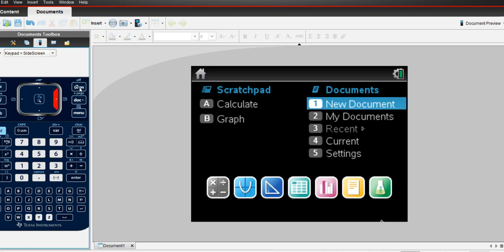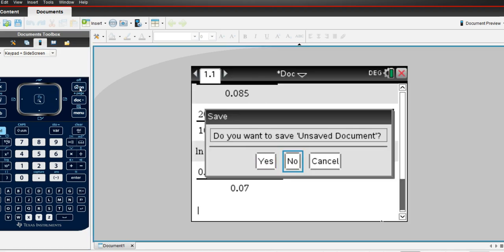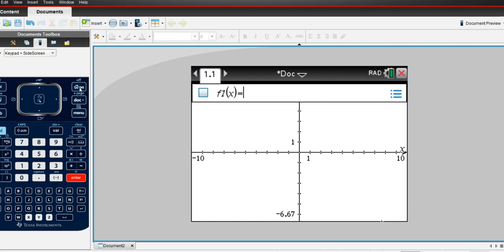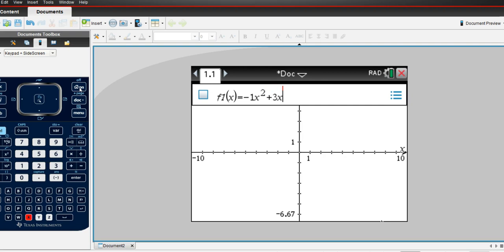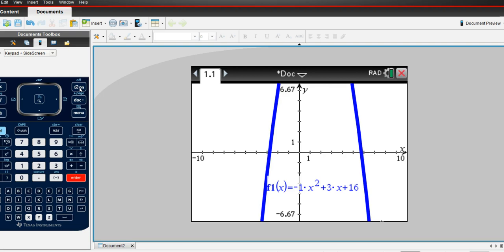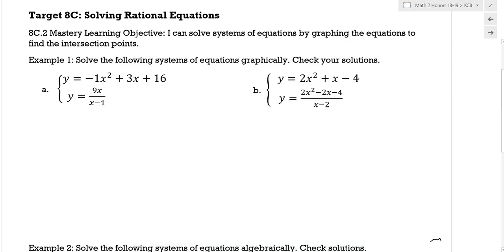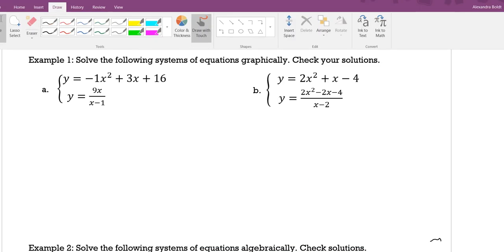For graphing, you're going to do a new document. We are graphing, so we'll add a graph. Our first equation was something like negative 1x squared plus 3x plus 16. And all I'm going to do is hit enter, and we get a graph like this. Okay. So let's write down those steps we've done already so that we can look back and remember them.